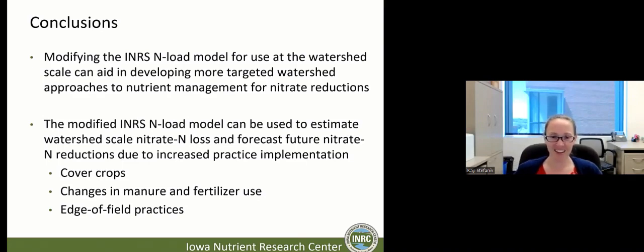Okay. So I guess there's a question: how regionally specific do you think this end load model is, and what might be needed in different regions? Let's see.